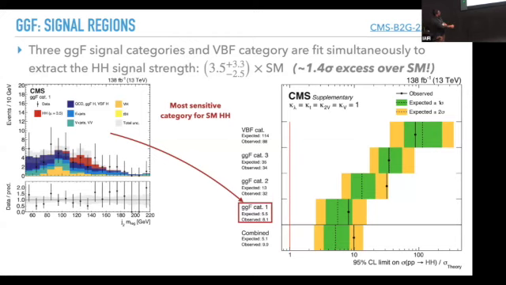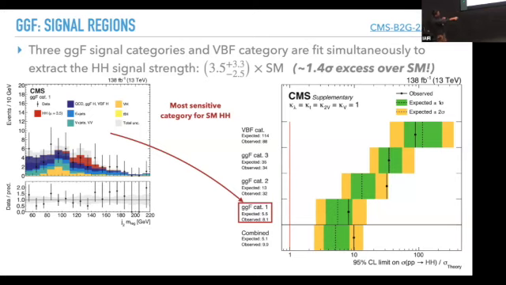So the way that you should interpret these plots is, this is a 95% confidence level upper limit on the ratio, basically the signal strength of this signal. And so 1 is the standard model. So we want to get this closer and closer to 1 until hopefully we discover the standard model signal. But basically, the closer you can get this to 1, the more sensitive you are.